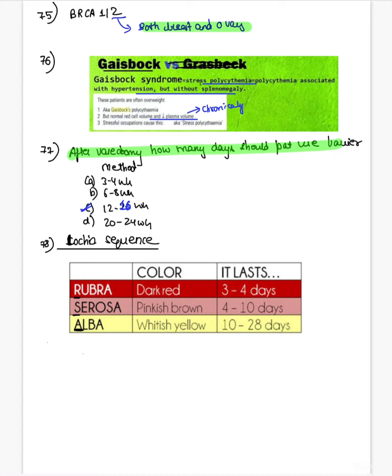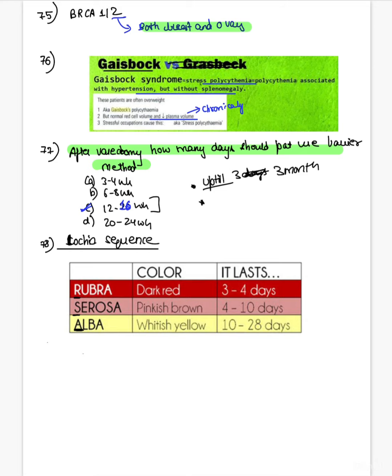Then the next question they ask you is, after vasectomy how many days you should use a barrier method. What is vasectomy? Basically you cut the vas deferens, so this is a permanent method of sterilization. Even after cutting the vas deferens, up to 3 months you can have sperm in the semen. So what do we do? Only after getting 2 negative reports should you stop using other methods. That is a minimum of 3 months. You should at least use some other method, that is 12 to 16 weeks or 20 weeks, whatever was the option.